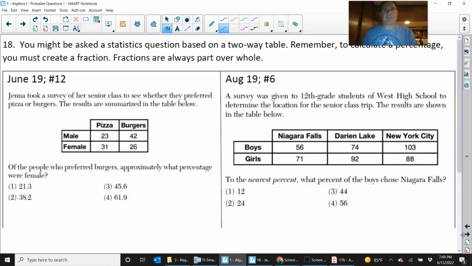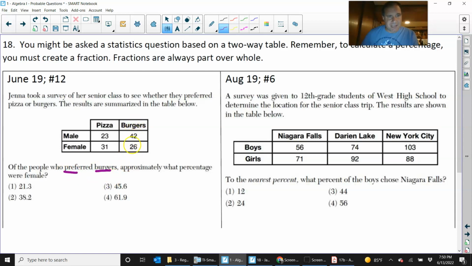Remember, to calculate a percentage, you must create a fraction. So fractions are always part over whole. In other words, the bottom number, the denominator, must be the larger number. All right, so Gianna took a survey of her senior class to see whether they preferred pizza or burgers. Oh, that's a tough one. The results are summarized in the table below. So we have male, female, pizza, burgers, who cares? All right, of the people who preferred burgers.